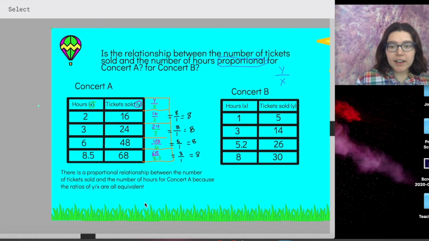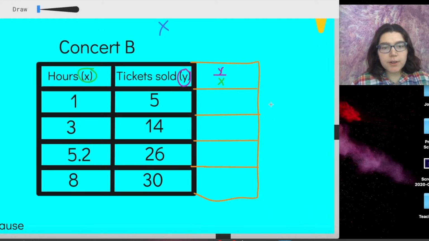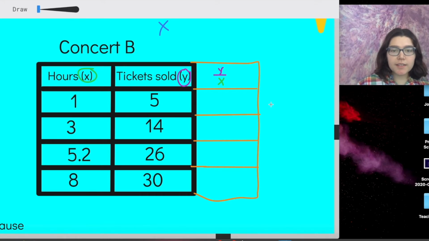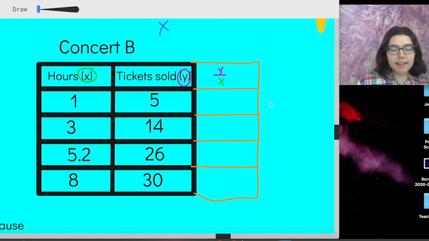Now let's take a look at concert B. All right, so here we are set up for concert B. So we have the same situation. Y is going to be my dependent variable, the number of tickets sold, and x is hours, the independent variable, what I can control. We need to find the ratio from y to x for each of my 4 pairs of quantities that I have, pairs of values.